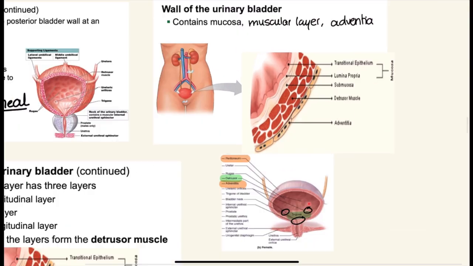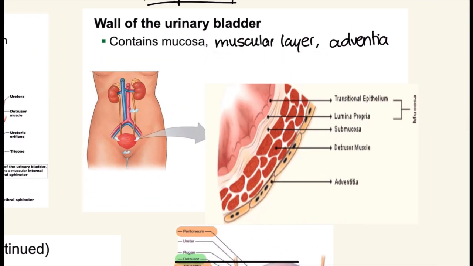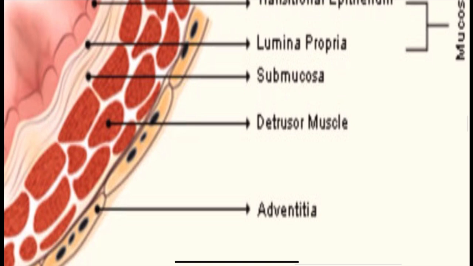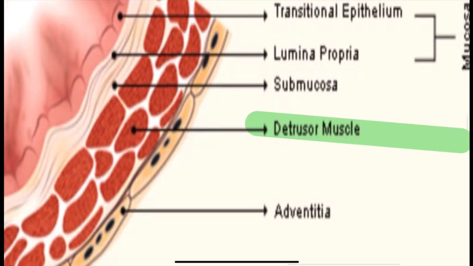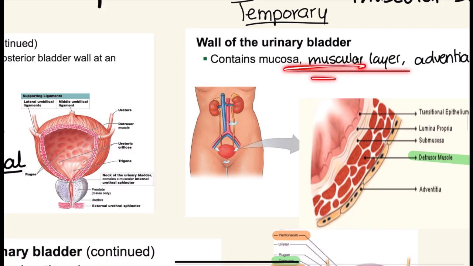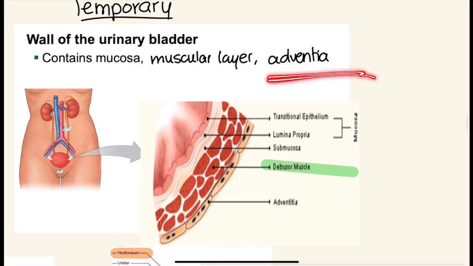Then the next thing I have is the muscular layer. We're going to mention the muscular layer in a minute, but it's basically the detrusor muscle. This is the muscular layer. This is a smooth muscle, by the way, of course. This is the detrusor muscle. The next thing I have is basically the adventitia, which we even discussed in the ureters.